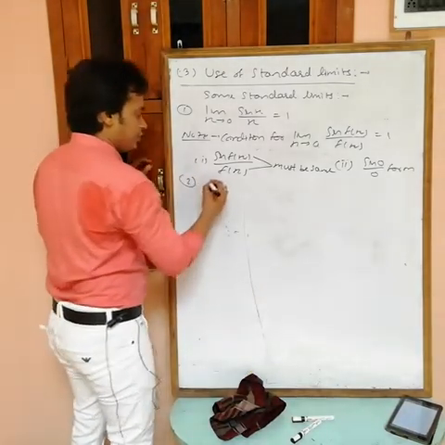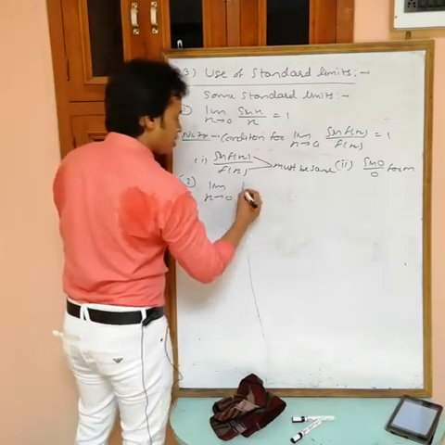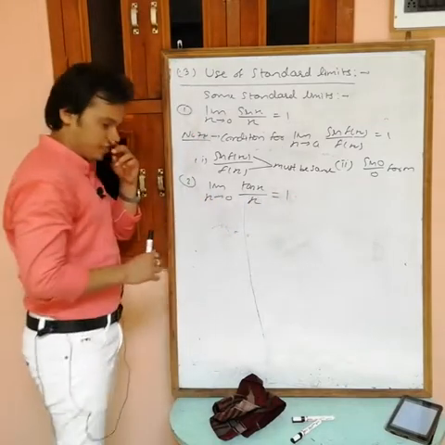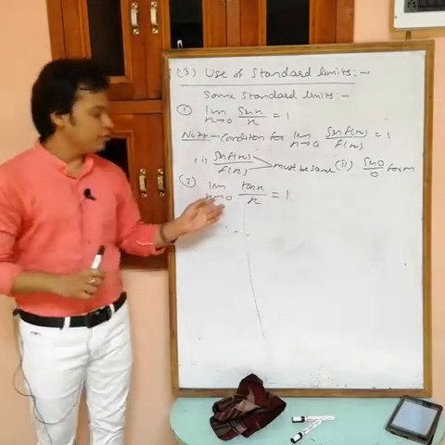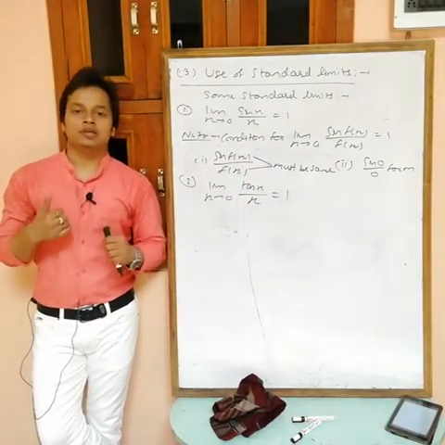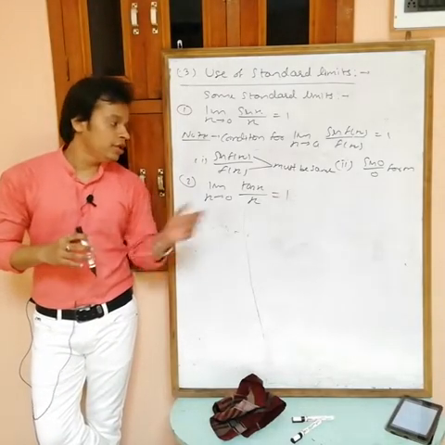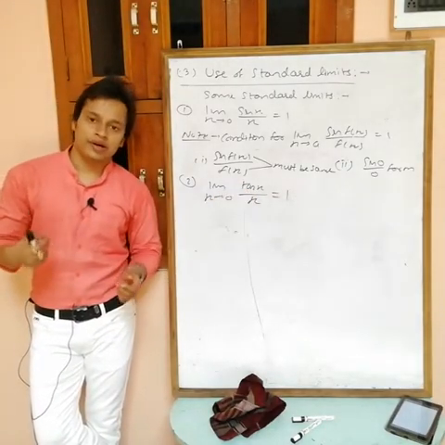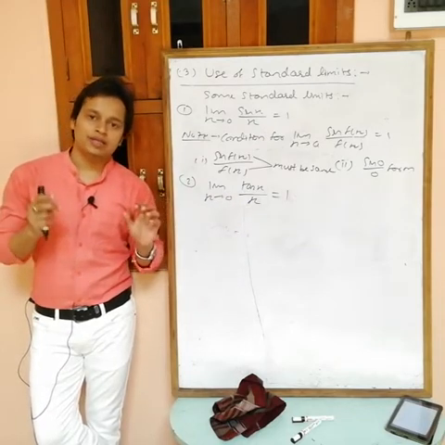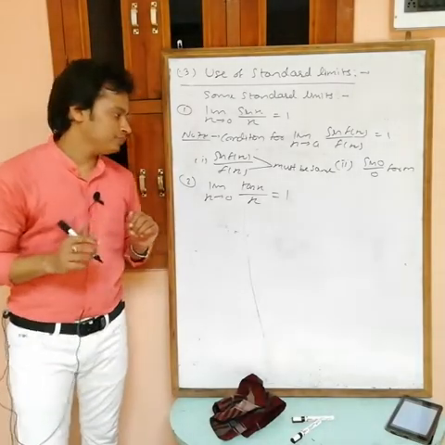Second limit: limit x tending to 0 of tan x by x, this is also equal to 1. Again, if you put x equals 0, we get 0 by 0 form. So differentiate the numerator and the denominator. The derivative of tan x is sec square x, and the derivative of x is 1. So we get sec square x by 1. Put x equals 0, and sec square 0 equals 1.